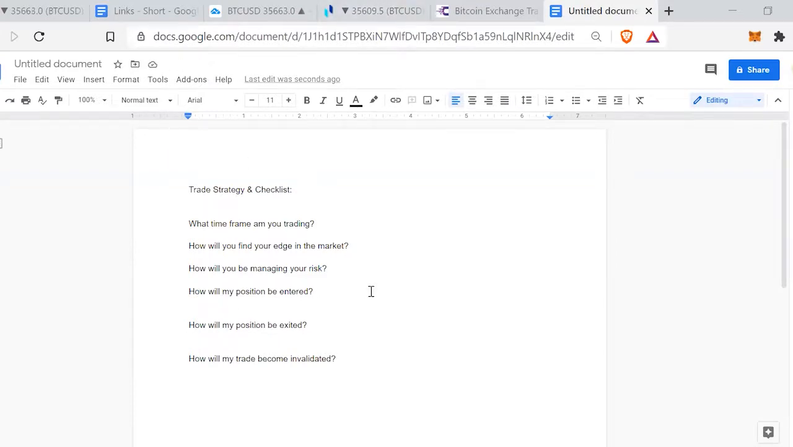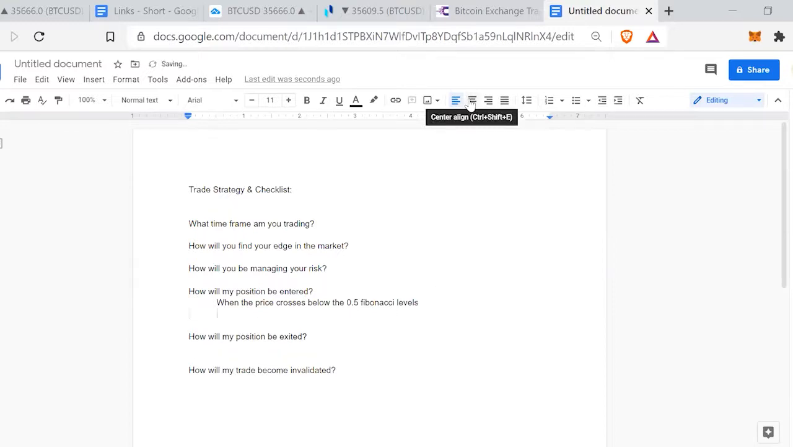You're going to have to write them down. Okay, when the price crosses below the 0.5 Fibonacci level, this is, I'm not writing out any strategies. I'm writing to show you guys what I would recommend you do. So you would put in a lot of parameters here.